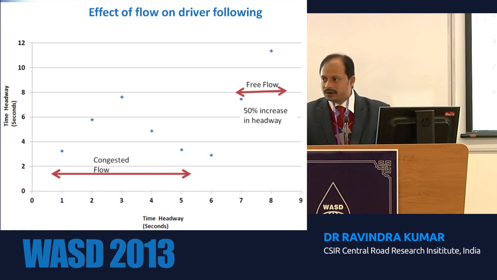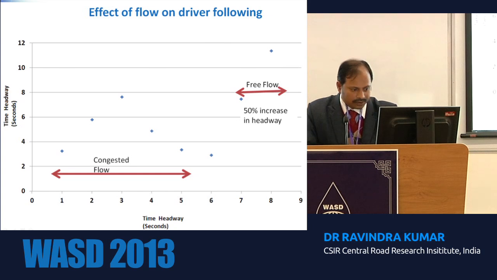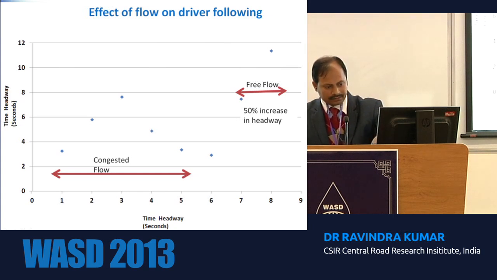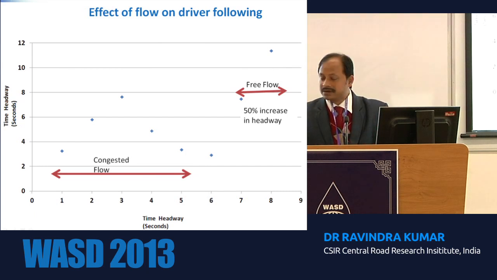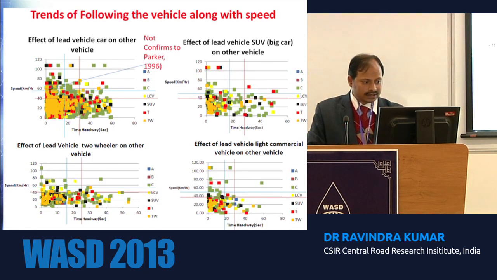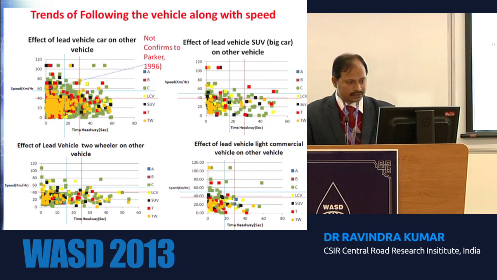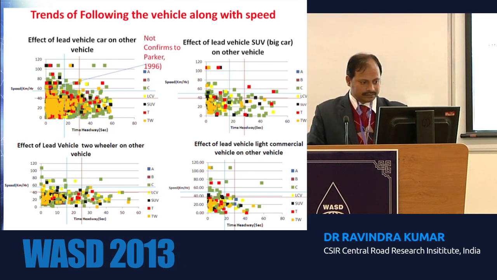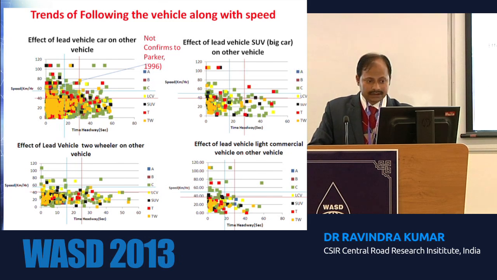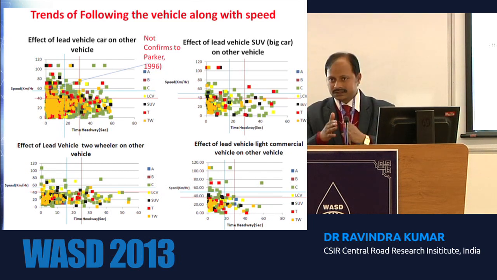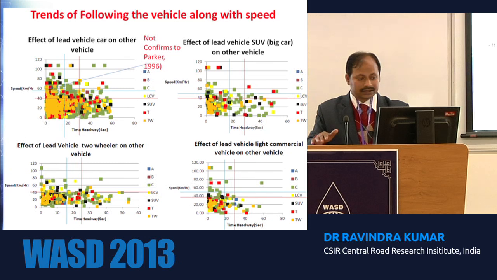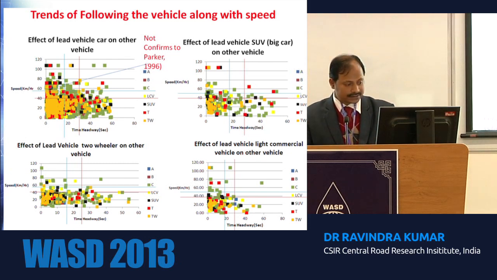And this is the effect of flow on the driver, where we could see that for congested and for free flow conditions, in case of free flow the headway increased by 50%. And then we plotted the speed versus headways, and we could find the variation of headways for different types of vehicles. But this result does not conform to the earlier literature for Parkers, which says that at 60 to 70 kilometer speed there are no changes, but we found different results.